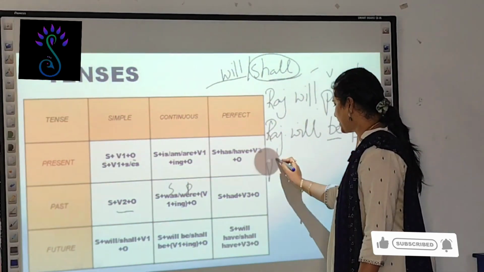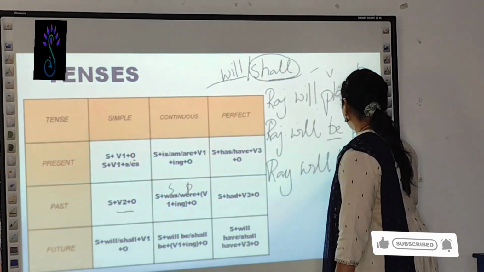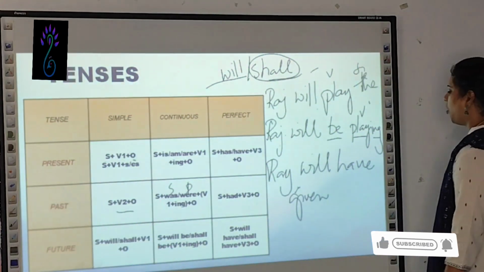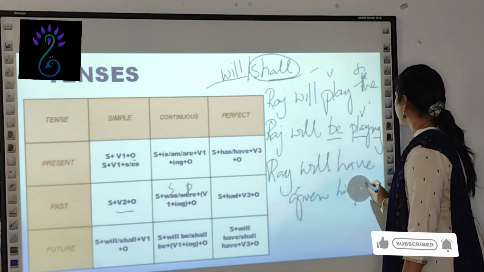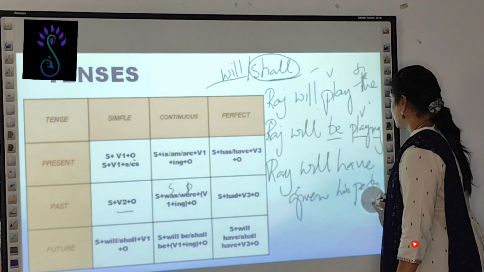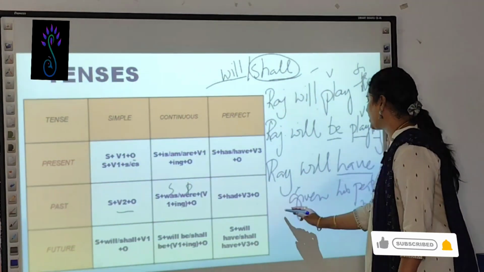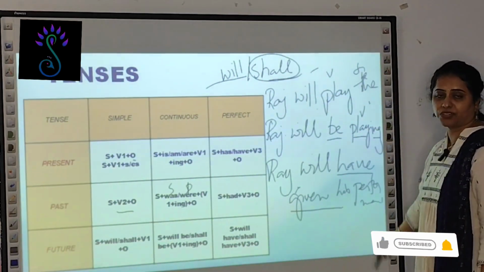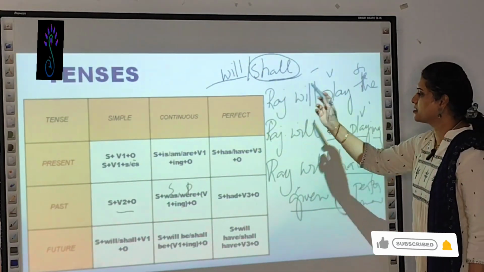Okay, next. Raj will have given, or will have, anything you can write, will have given his performance. Okay, Raj will have given his performance in future. Okay, have plus V3 form. This is about future perfect tense. I think all these are clear. Tenses em pedda kashtam em kaadu, practice cheste vastayi.